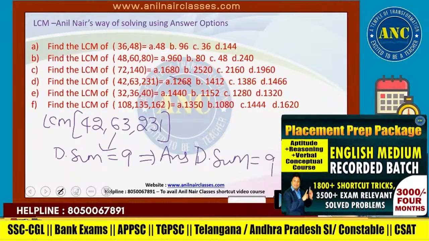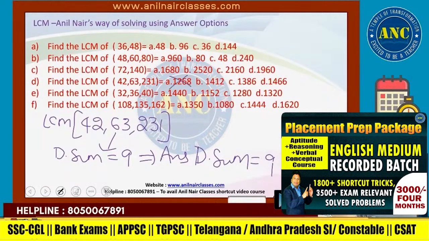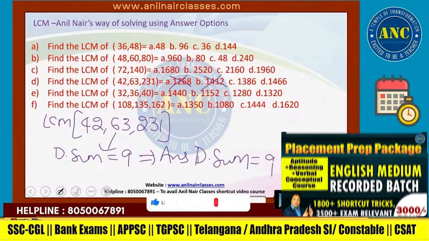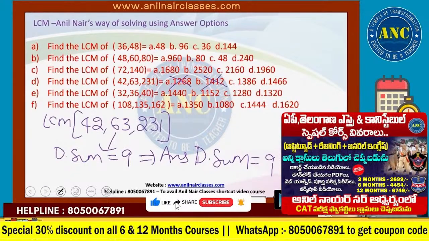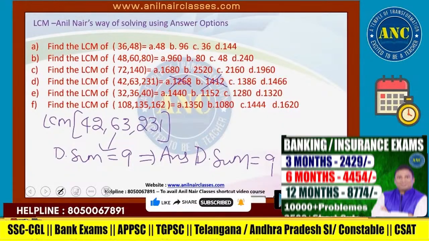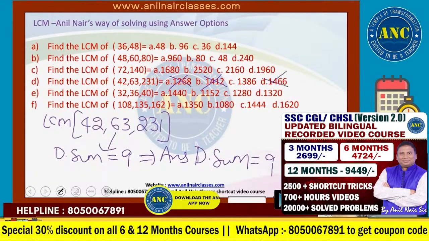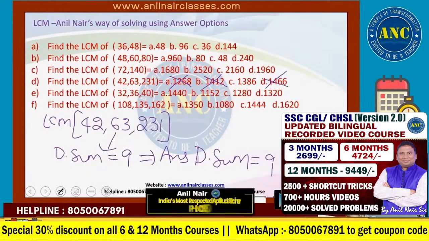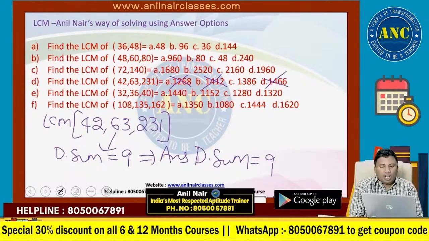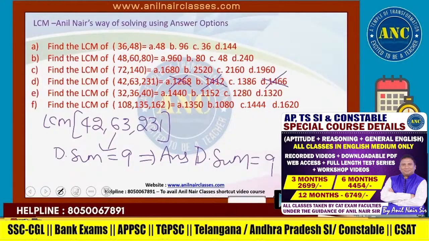8 plus... this is 8. 5 plus 6, 6 plus 2, 8. 12 plus 4, 16. 16 plus 1, 17. 17, it is 8. Only one option is giving you digital sum 9. The third option is right.